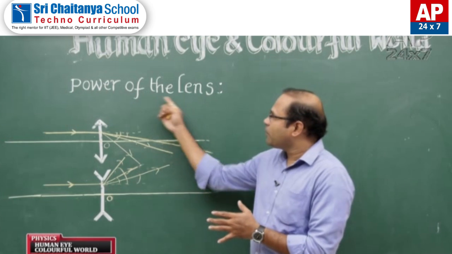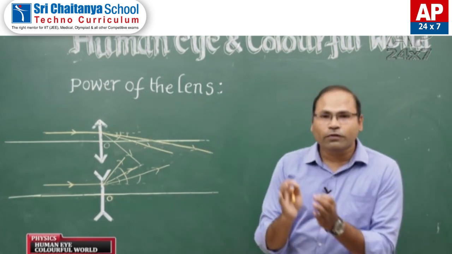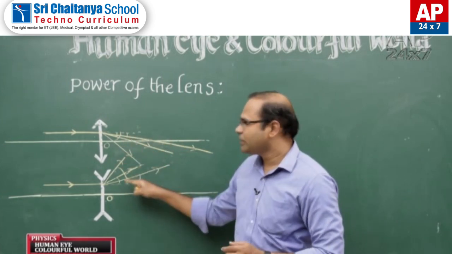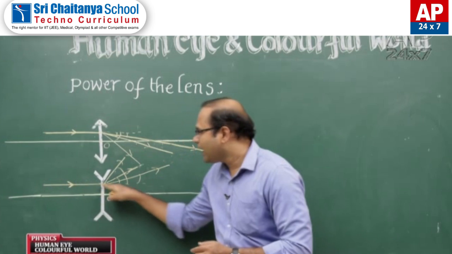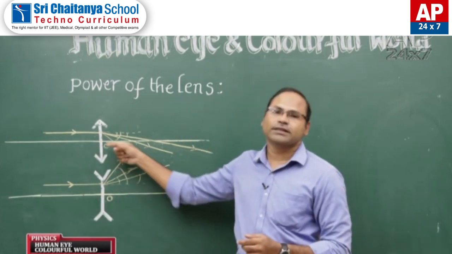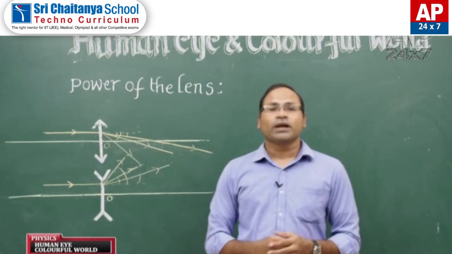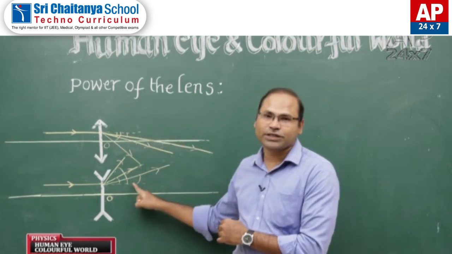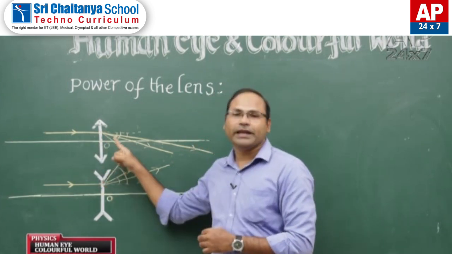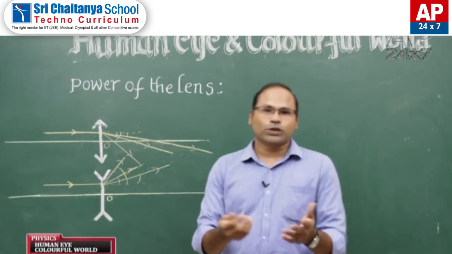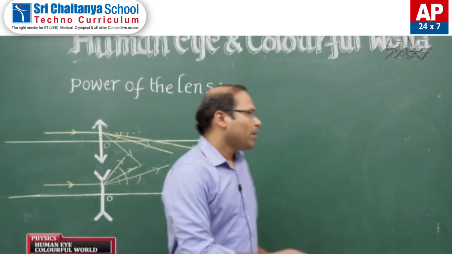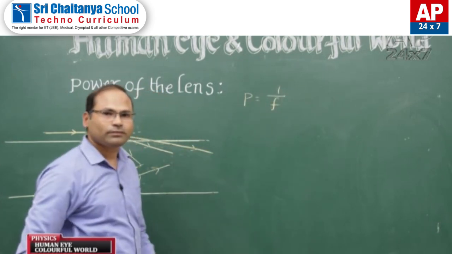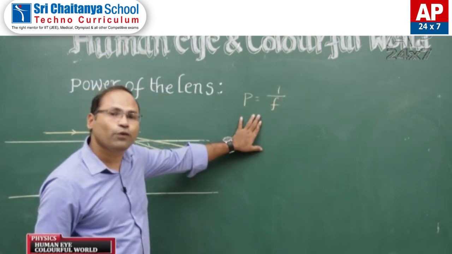Now, let us define this power of the lens. Power of the lens is the degree of convergence or divergence of a light ray achieved by a lens. Once again I am repeating it: power of the lens is the degree of convergence or divergence of a light ray achieved by a lens. In other words, we also can define power as the reciprocal of focal length.